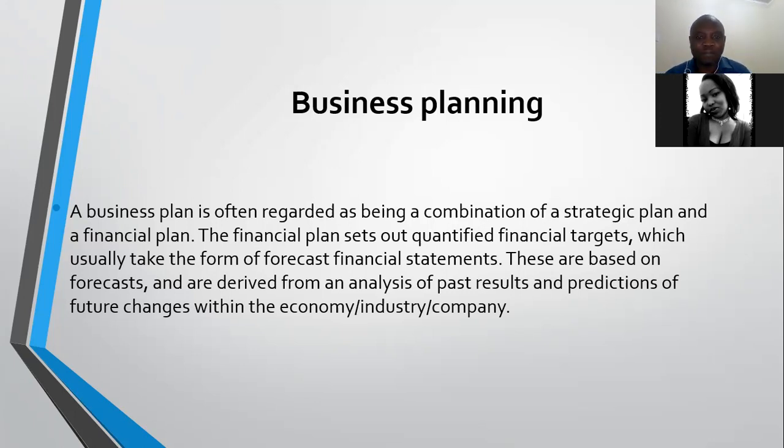So let's move on. So I think the financial plan sets out quantified financial targets, which usually take the form of forecast financial statements. So I was just explaining on an asset turnover. You could have a financial target, say on current ratio.